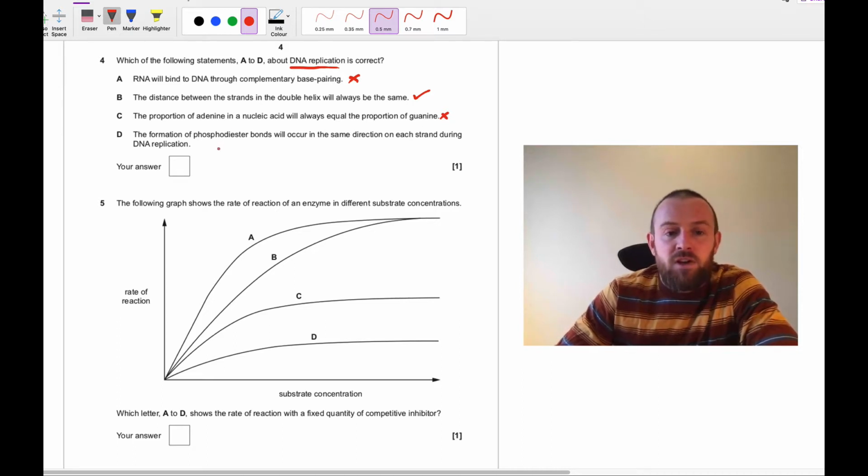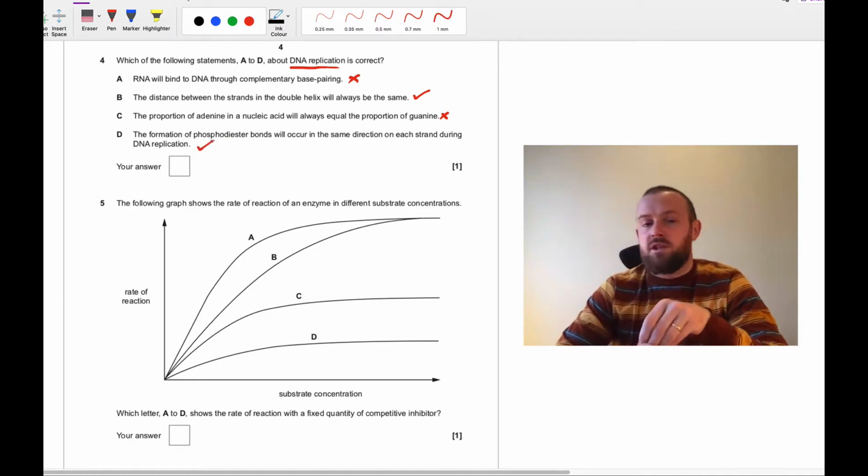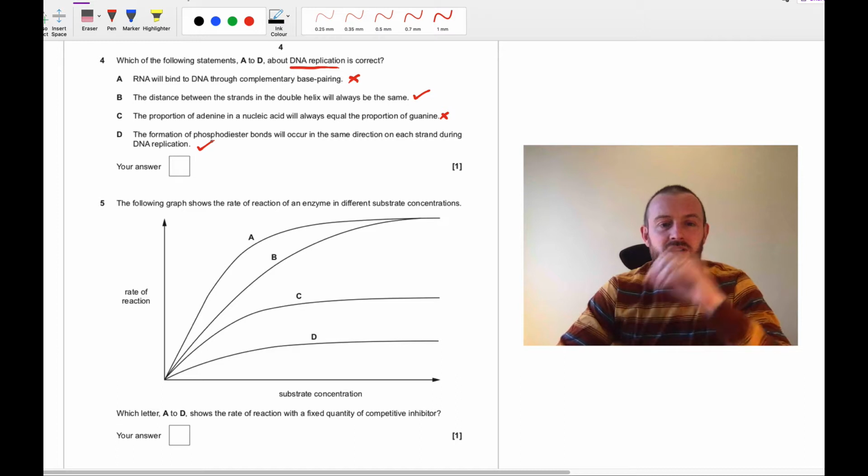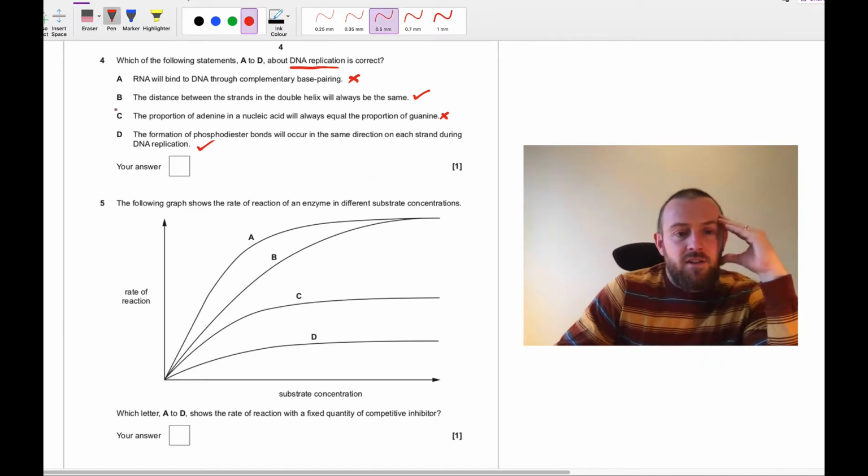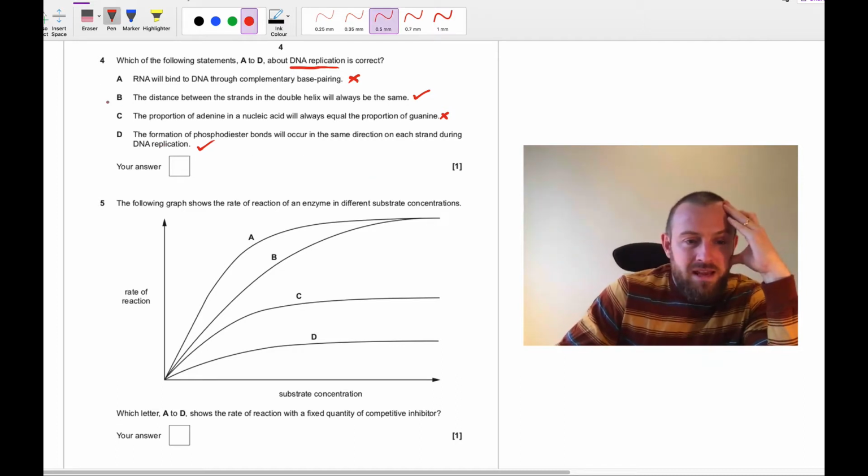The formation of phosphodiester bonds will occur in the same direction on each strand during replication. That is true, because one strand is continuous and the other is not continuous. I don't think this is this. So I'm choosing between B and D, and I think B is not really about replication. It's just a fact.